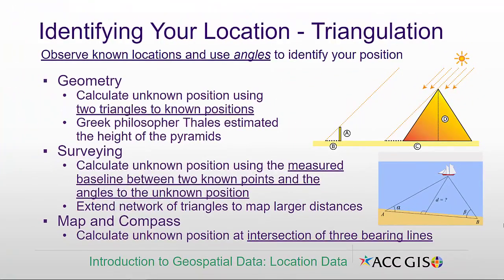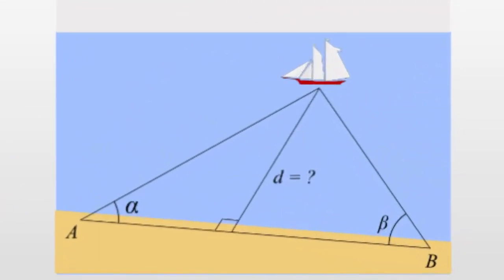Now, surveyors utilize triangulation to calculate their position using the measured baseline between two known points and the angles to the unknown position. So it's all about the angles in surveying. And in the example on the right, you can see, for example, a ship at sea in which you don't know the location of the ship, but you do have two known locations, in this example, A and B, and you know the angles between A and B and the ship from both A and B.